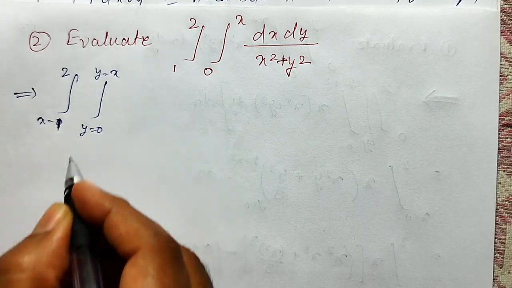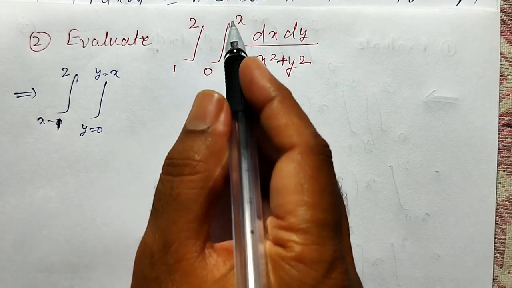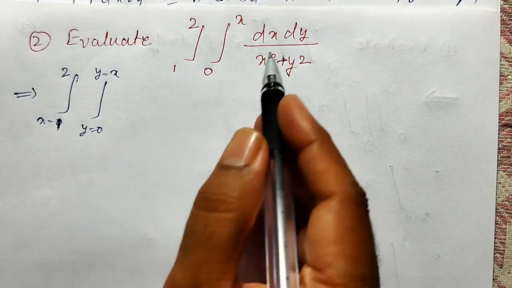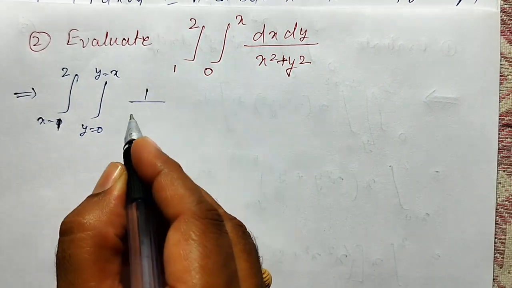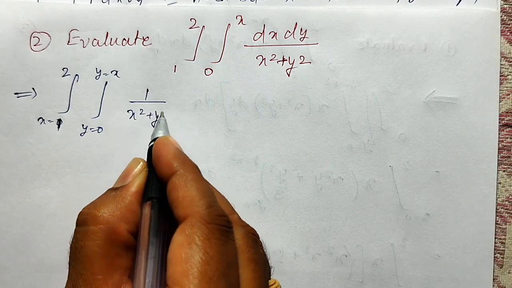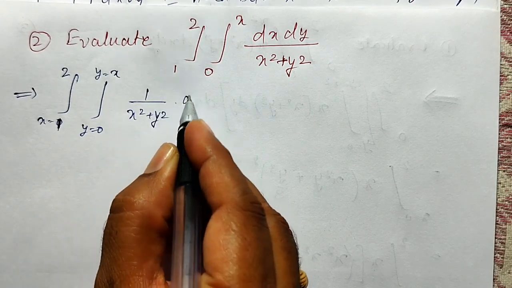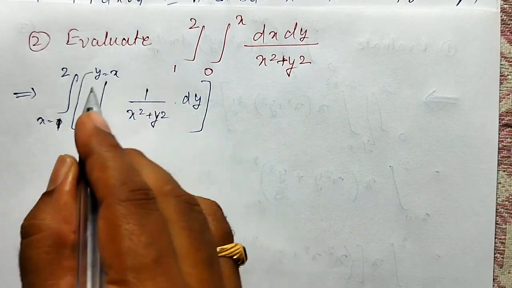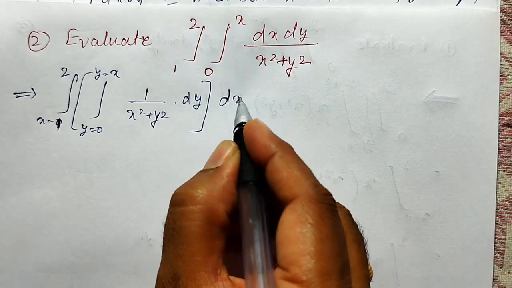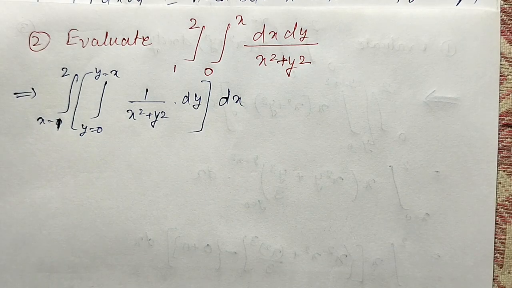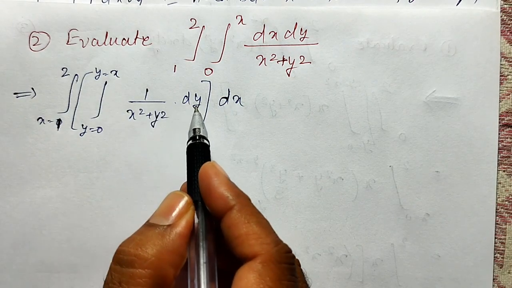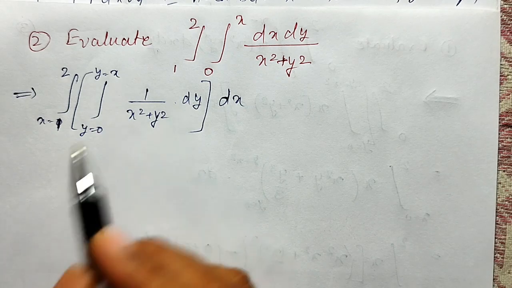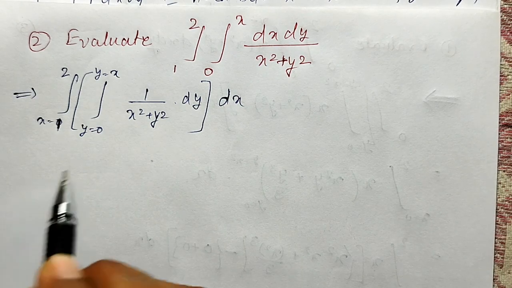equal to x, correct? Indirectly it is given as a function of x, therefore it is y equal to x, and this one I will write as 1 divided by x square plus y square into dy, and then I will put the bracket so that first you have to integrate with respect to y, then with respect to x. This is why we are integrating first with respect to y, because y equal to x, y is a function of x.